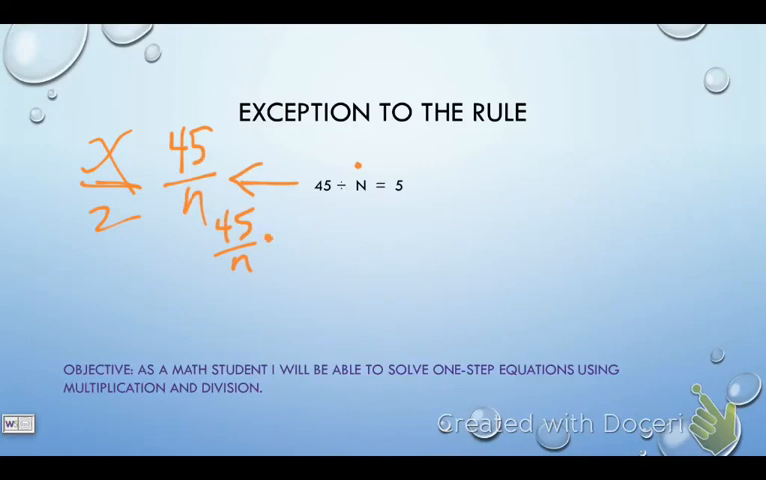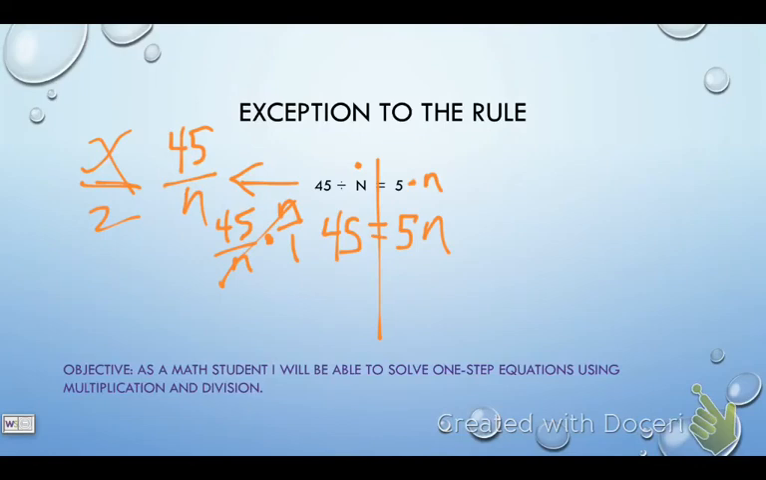And so I'm going to take 45 divided by n. And to undo that division, I'm going to multiply both sides by n. That cancels it out, and I have 45 by itself on one side. But since I multiplied this side by n, I got to multiply this side by n, and what do you know? I got 5n. Now it looks just like the previous problems we did with division.